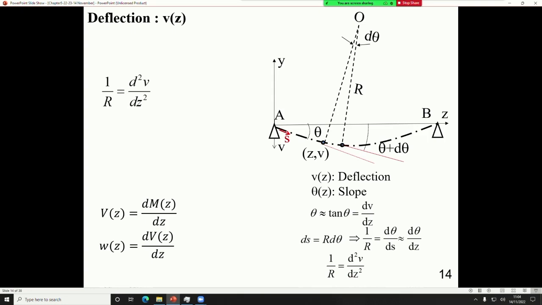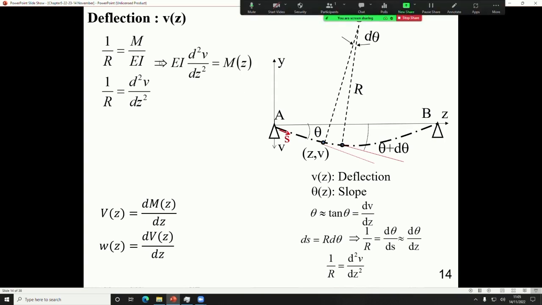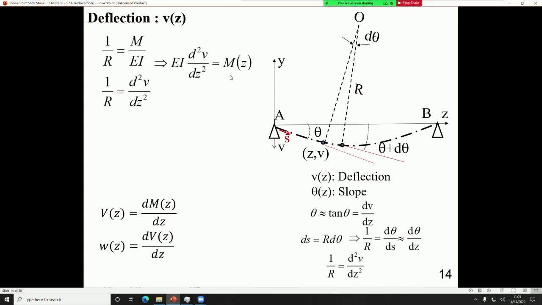When I was explaining the normal stress on the section, I showed you that 1 over r is equal to M over EI. Now if I eliminate r between these two equations, then I can say EI times the second derivative of deflection with respect to z equals M(z), the bending moment. Just remember, please write down next to this, M is a function of z. A common mistake among 20% of the students is they assume it's a constant value, M. It's not a constant value, it's a function of z. So I've written it in brackets, a z in front of it.